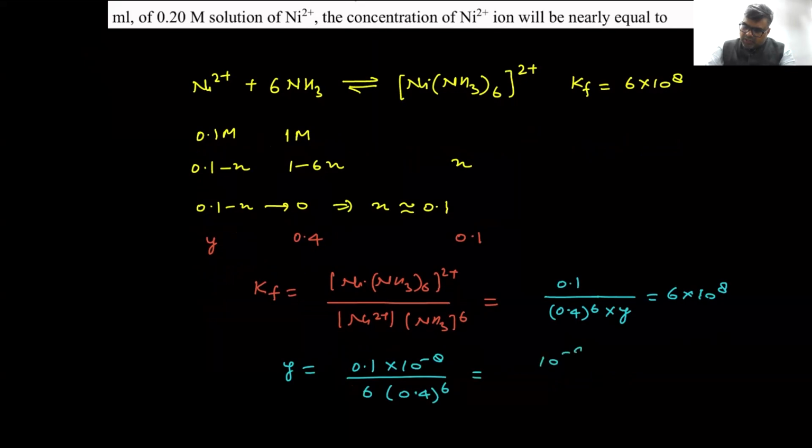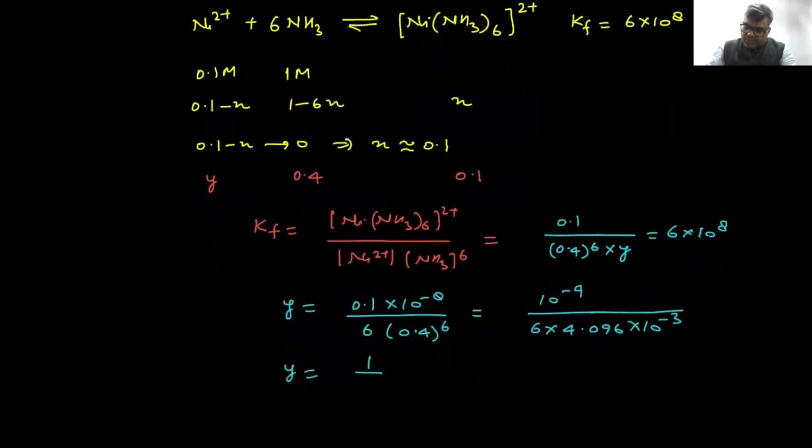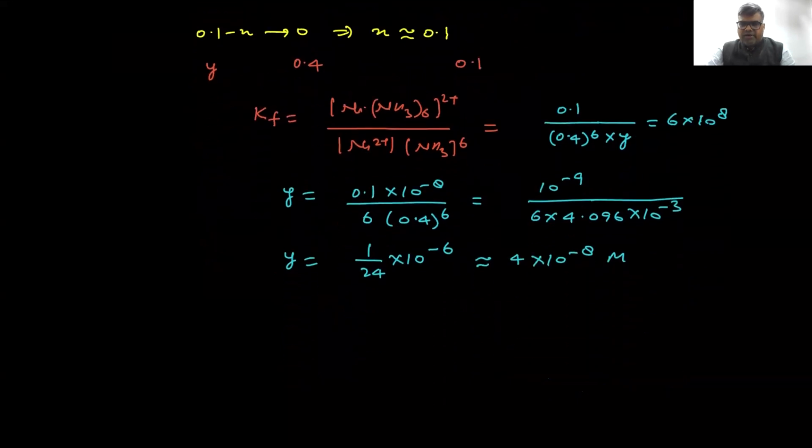So this becomes 10 to the power 9 upon 6 into 4.096 into 10 to the power minus 3, like this. Okay, so just simplify, it will come out to be y is approximately 1 by 24 into 10 power minus 6 M, or more closely, if you write, it will be 4 into 10 to the power minus 8 M. Very simple calculation. For the calculation part, you definitely all of you must check. So this will be your answer.